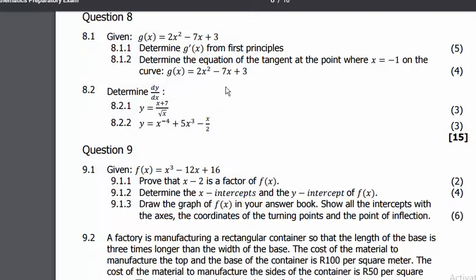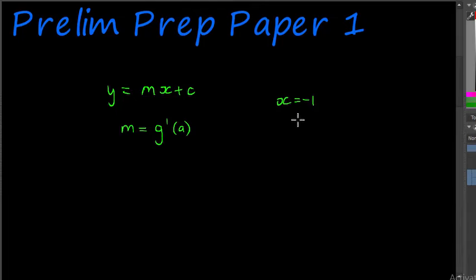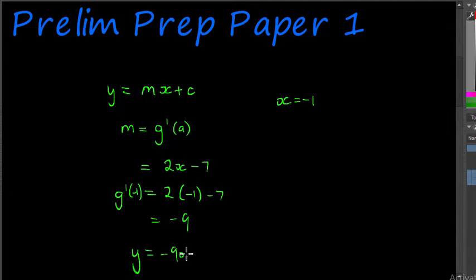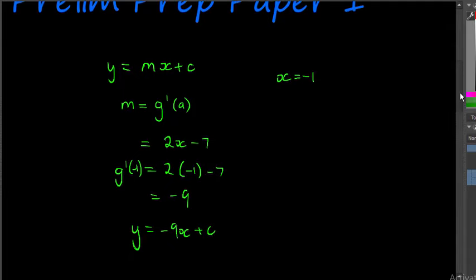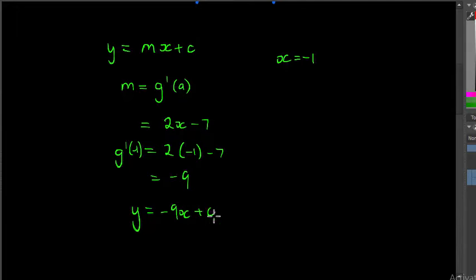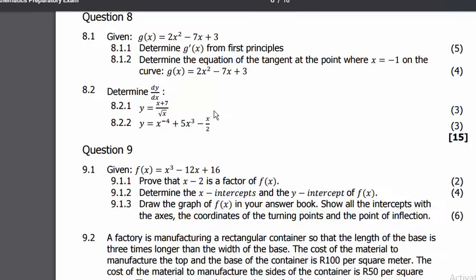So I just take the derivative, which was 2x minus 7, and I substitute my -1. The derivative at -1 is 2 times -1 minus 7, which is equal to -9, so y is equal to -9x plus c. Now I need another point on the graph, because I've got one parameter left to solve. I'm not given any other points, but what I am given is x is equal to -1. I need the y value associated with this x value.